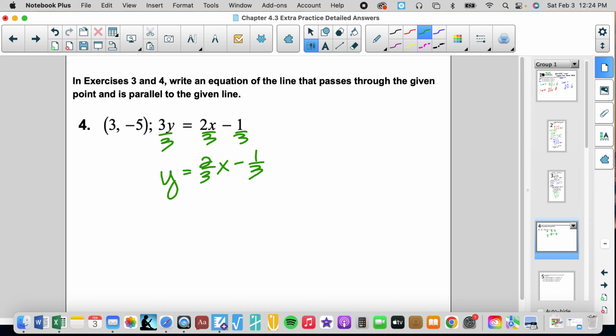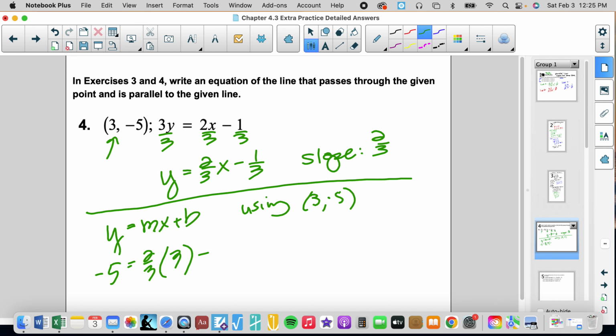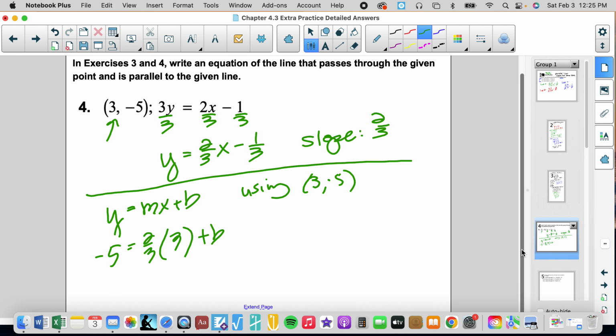If it's going to be parallel, we know it's going to have a similar slope to that line. So we'll pull the slope information, which is 2/3, and we're going to use it for our line that is parallel to it and contains that point. So y equals mx plus b. Sorry, we're going to plug in our y using the point (3, -5). So we'll plug in negative 5 for y. m is 2/3, x is 3, and b is b. That's what we're solving for.